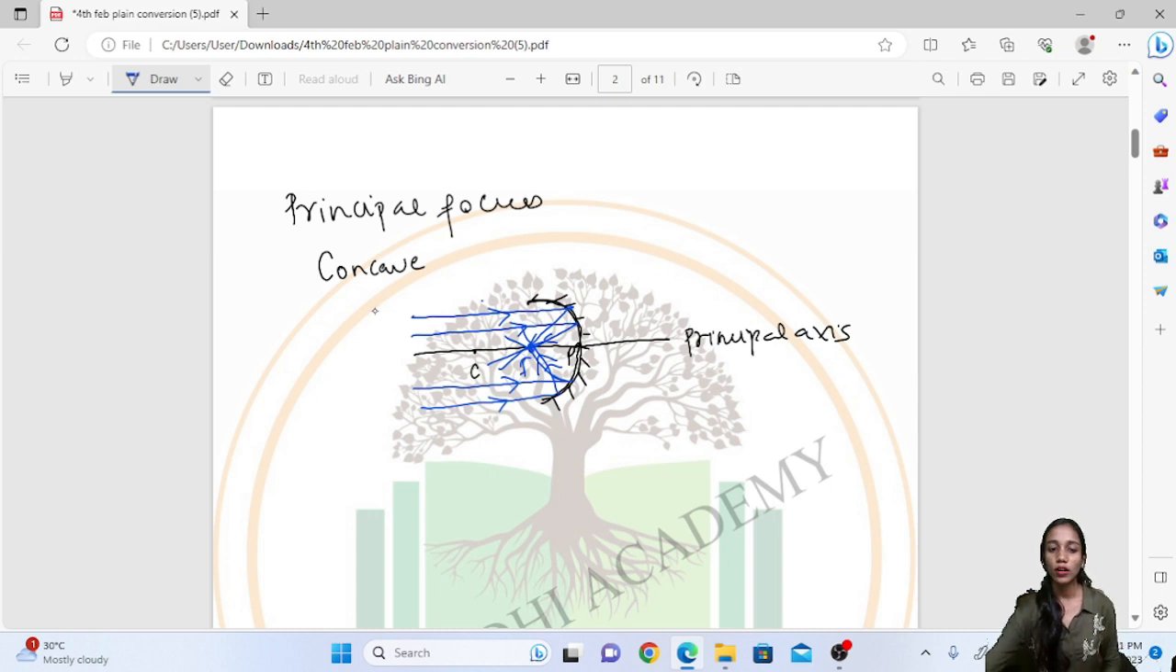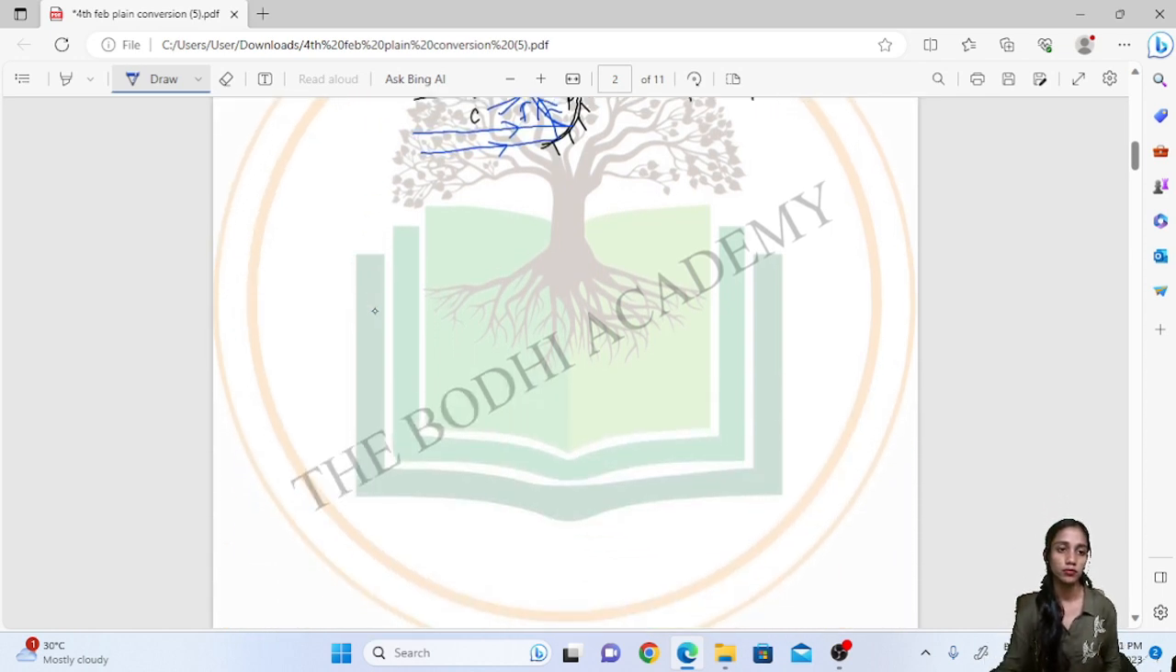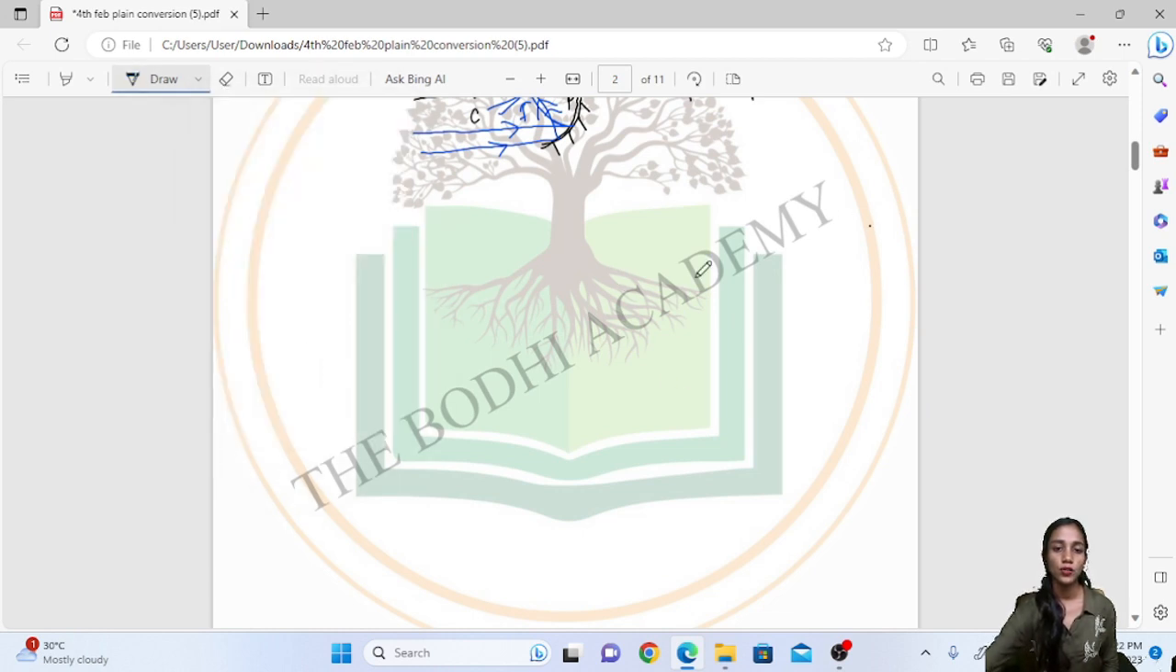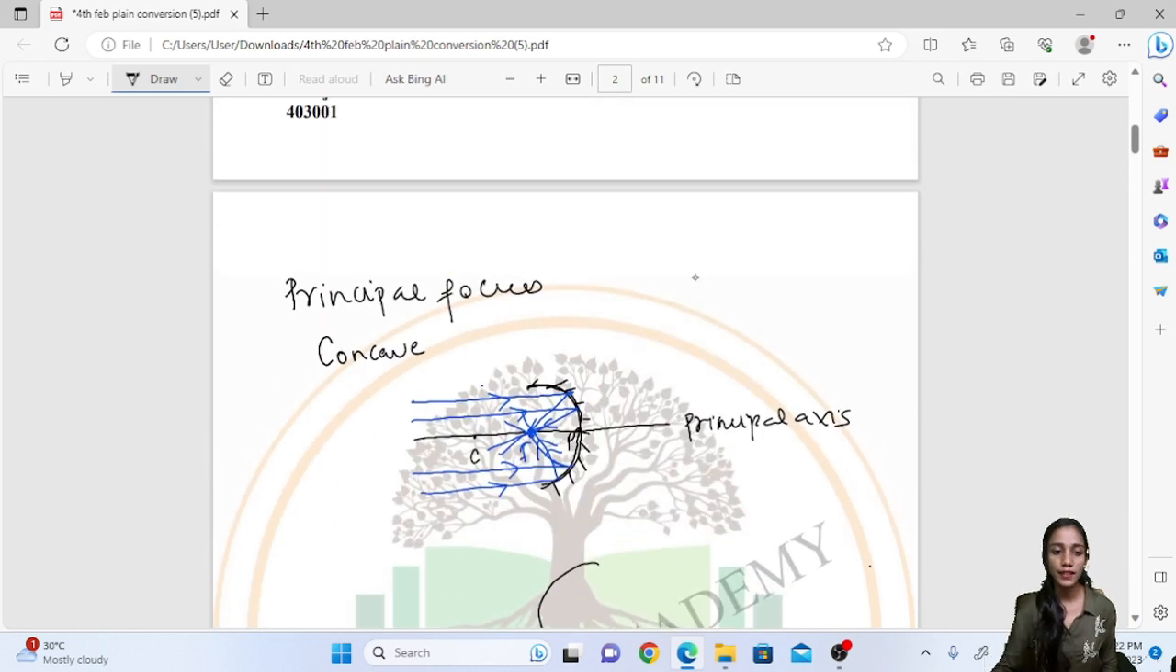Now we will see what the principal focus of the convex mirror is. For the convex mirror, we will draw the mirror this way because the reflecting surface is the outer part. In this case the light ray is coming from an object placed very far away. The object is always on the left-hand side, so we change the position of the mirror accordingly so that the object is always on the left side.